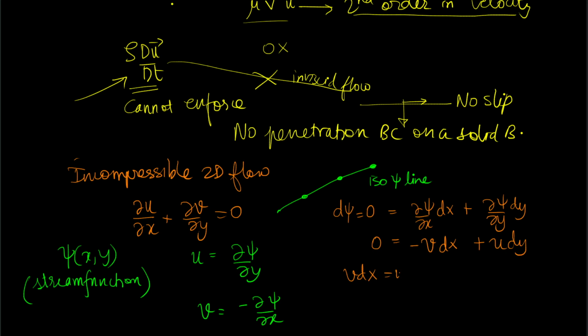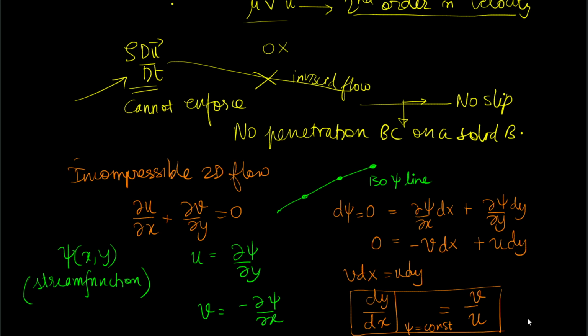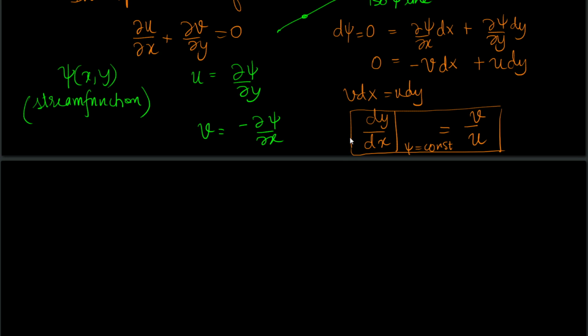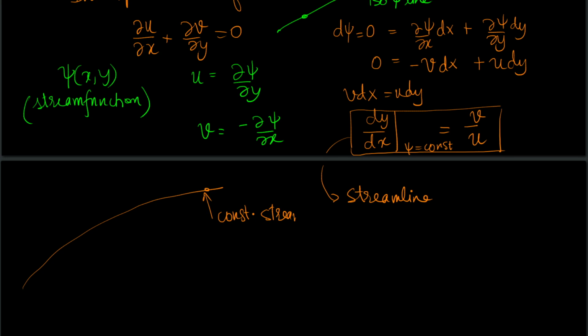Therefore v dx equals u dy, which implies dy by dx for psi equal to constant line is equal to v upon u. And if you recall, dy dx being equal to v upon u is tantamount to the definition of a streamline. So wherever the stream function is constant, if this is a constant stream function line, then it is also a streamline.